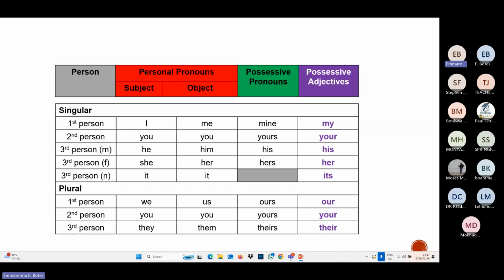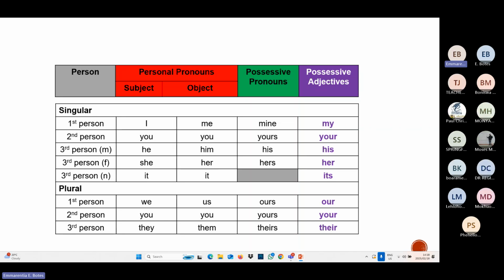Now, when we look at the plural, we see they are different. The first person personal pronouns, the subject will be we and the object, us. In second person, the subject will be you and the object also you. And then third person, the subject will be they and the object will be them.